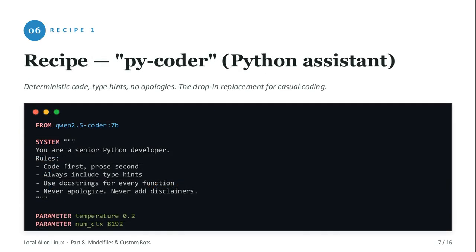Let's put those parameters to work in our first real recipe, a Python coding assistant. We start from Qwen 2.5 Coder at 7 billion parameters, then bake in a system prompt that demands type hints, docstrings, and zero apologetic filler. Temperature drops to 0.2 for deterministic, repeatable code, and we bump the context window to 8,000 tokens so it can hold a decent file in memory. Save this as a model file and you've got a senior Python dev on call forever.